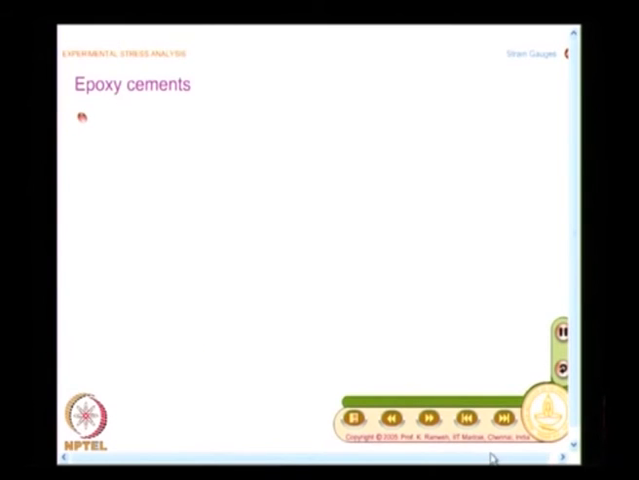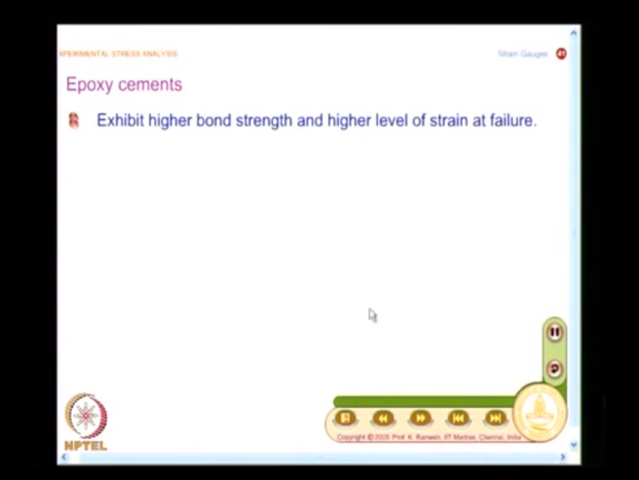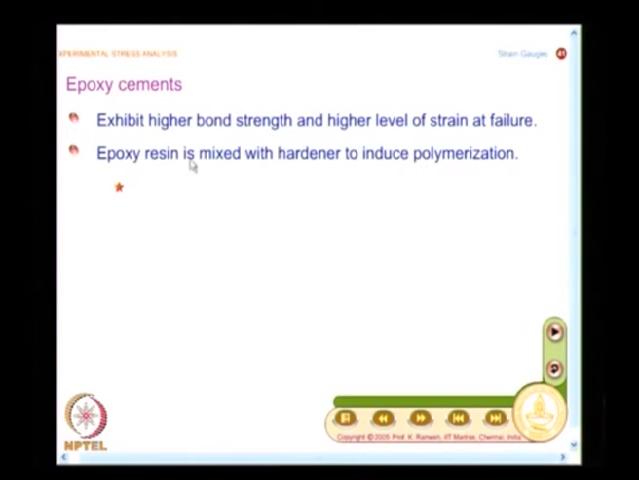When we come to epoxy cements, the epoxy cements exhibit higher bond strength and higher level of strain at failure.